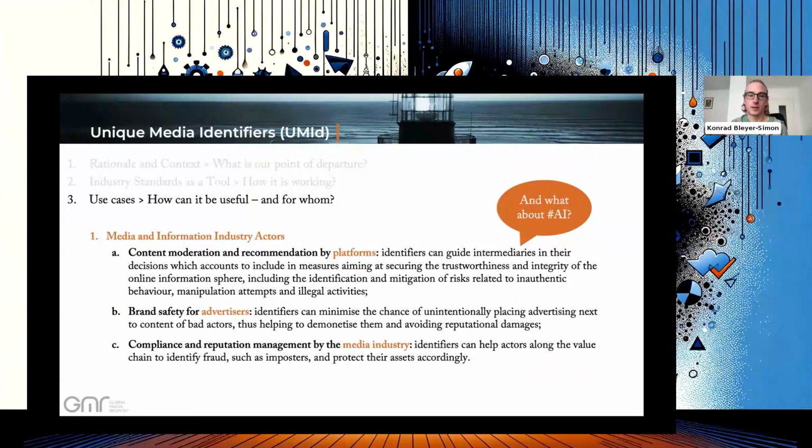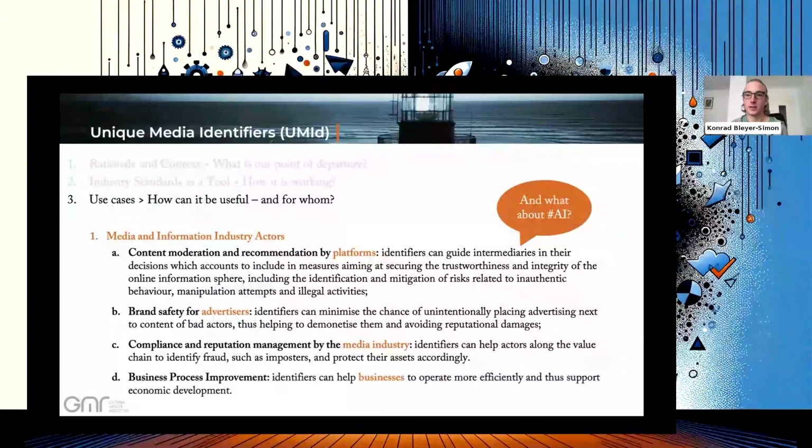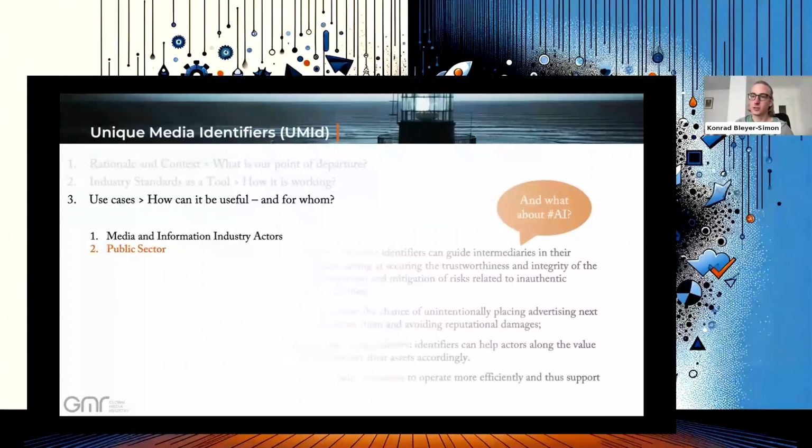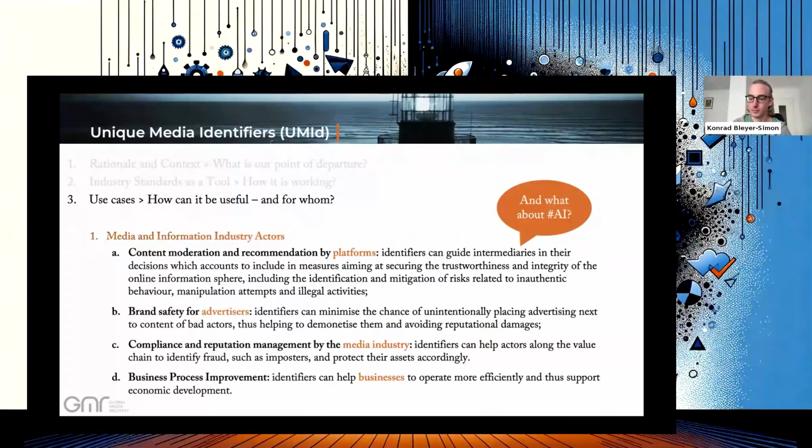And I would probably skip the last point because there are still many more slides. But there was the question of AI, which I would briefly mention. When we thought about unique media identifiers, we didn't see artificial intelligence as a necessary component, but we always get this question, and we can say that it can definitely be used in the context of AI.